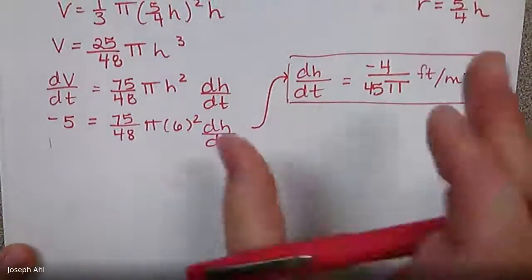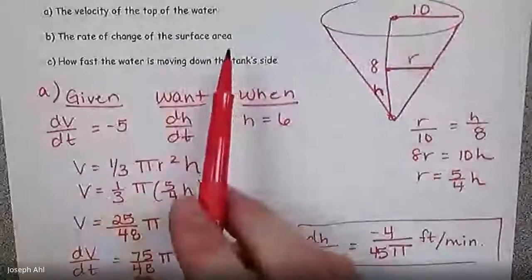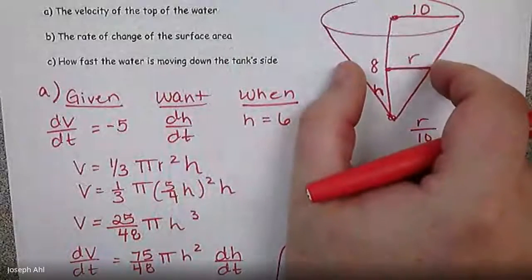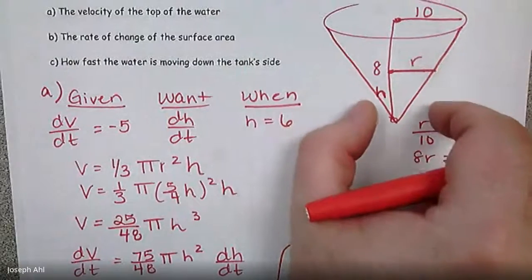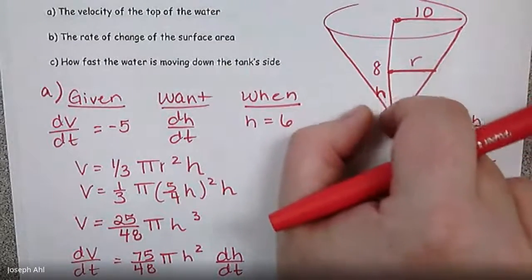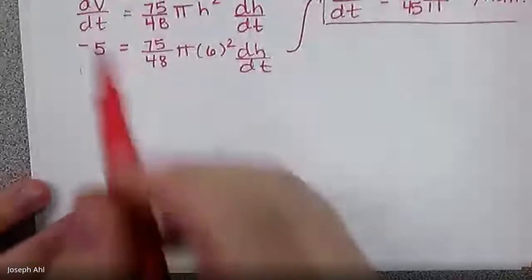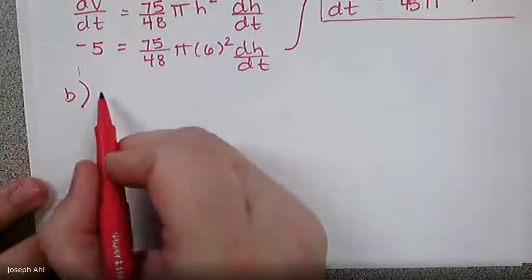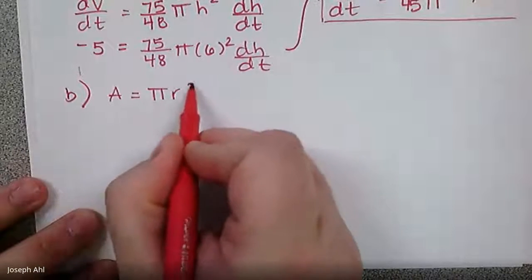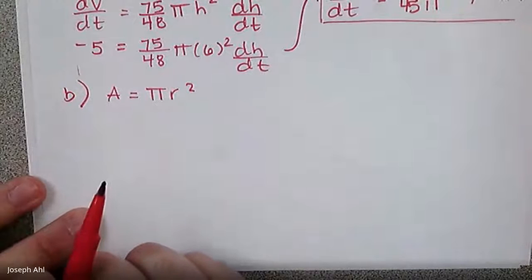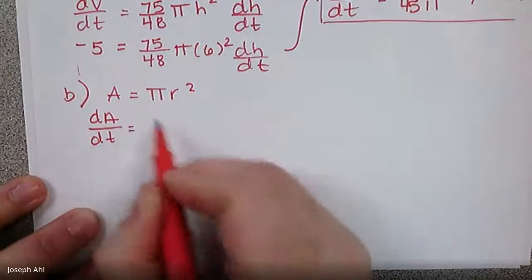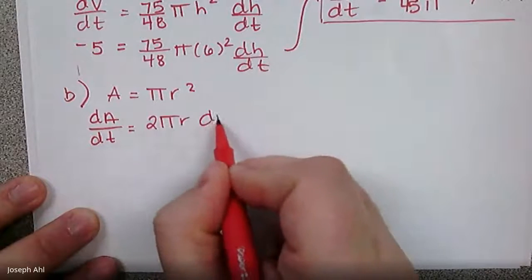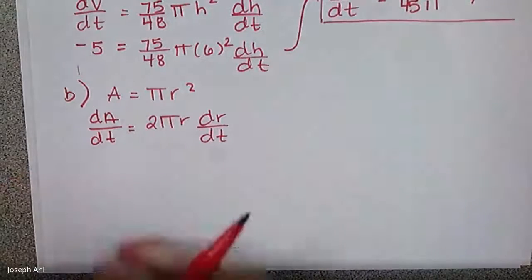So even though the surface is falling at that rate, the next question is a little bit different. It says, what's the rate of change of the surface area? Okay, so the surface area would be the area of that circular piece as it's falling along the inside, not how it's changing, the rate of change of the height. But for part B, to find the rate of change of the surface area, we're going to say that area is going to be pi r squared. And therefore, the rate of change of that area would be 2 pi r dr/dt.